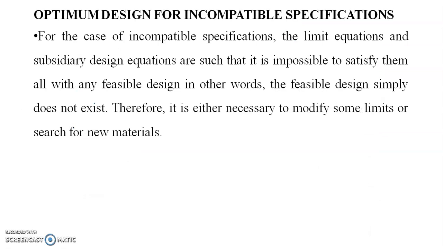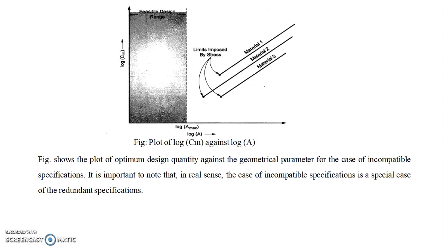The next topic is optimum design for incompatible specification. For the case of incompatible specification, the limit equation and SDE are such that it is impossible to satisfy them all within the feasible design range; in other words, a feasible design simply does not exist. Therefore, it is either necessary to modify some limit or search for some new material. So this is the case of incompatible design.